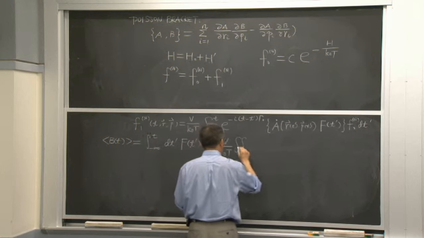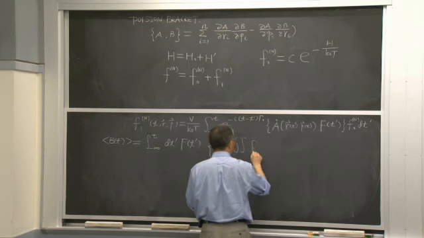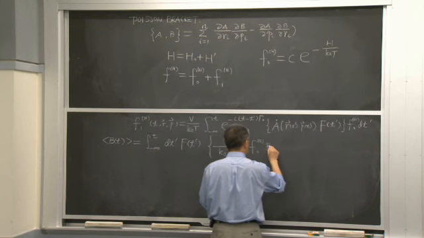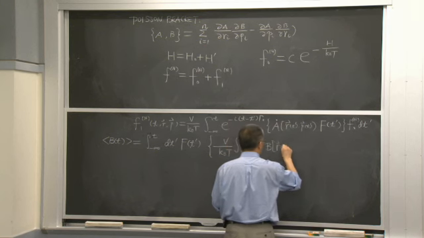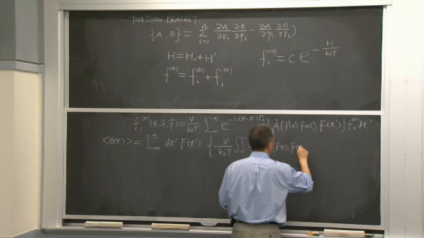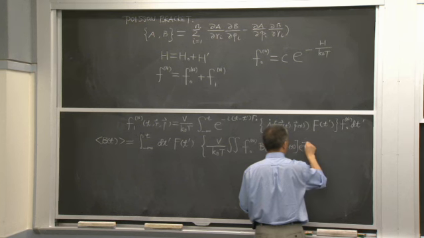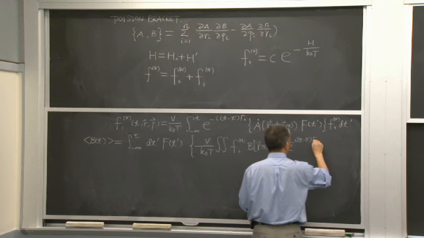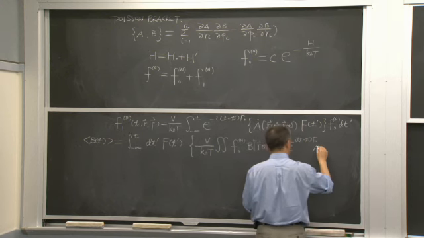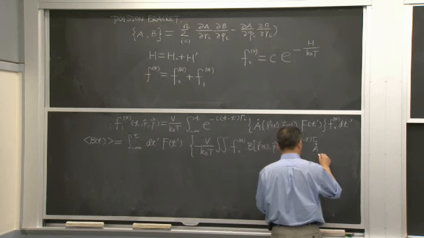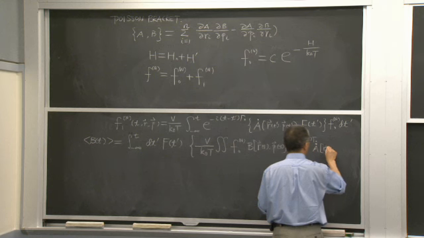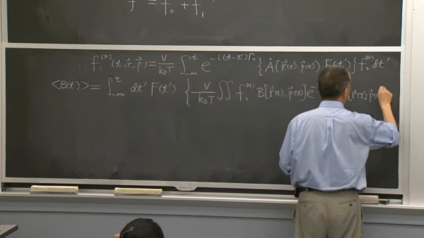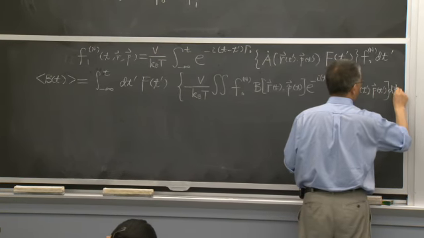and integration of F0n, and then we have B(r, p, t) and exponential minus i (t minus t prime) gamma 0, A dot, and here I have r(t prime), p(t prime) and dr dp.